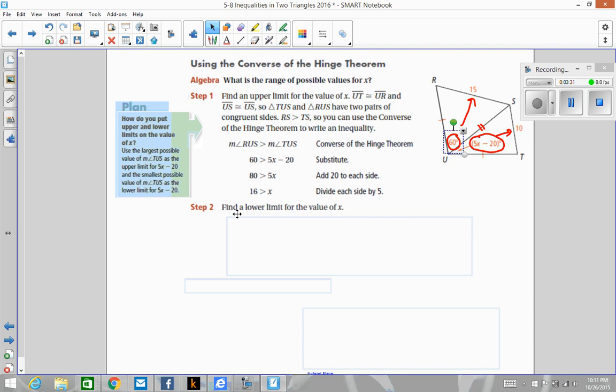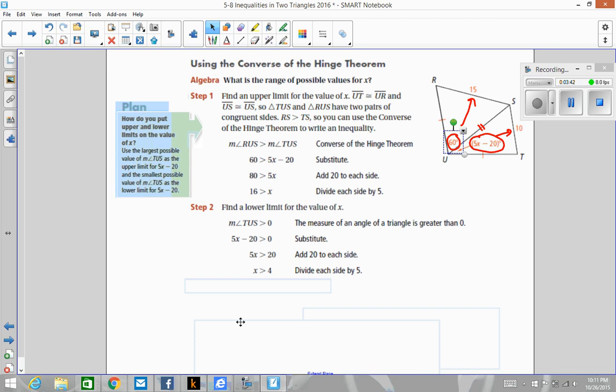There is a stopping point. So what's the smallest angle possible in a triangle? You have to have something greater than 0. So we have a lower limit. And so if we look at the lower limit here, angle TUS must be bigger than 0.